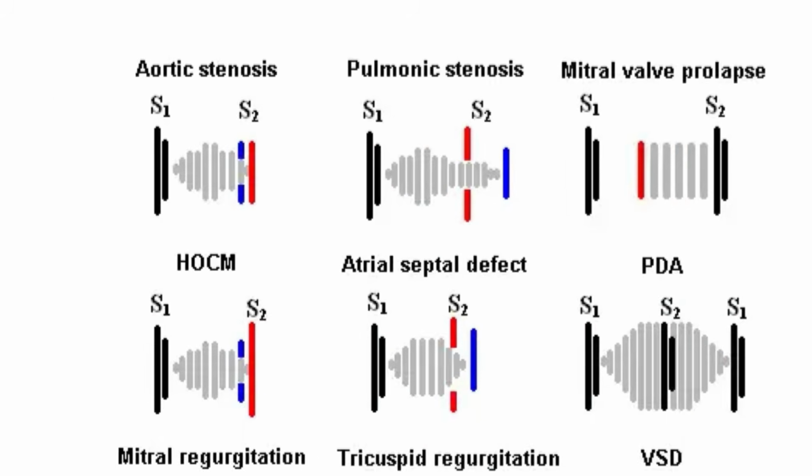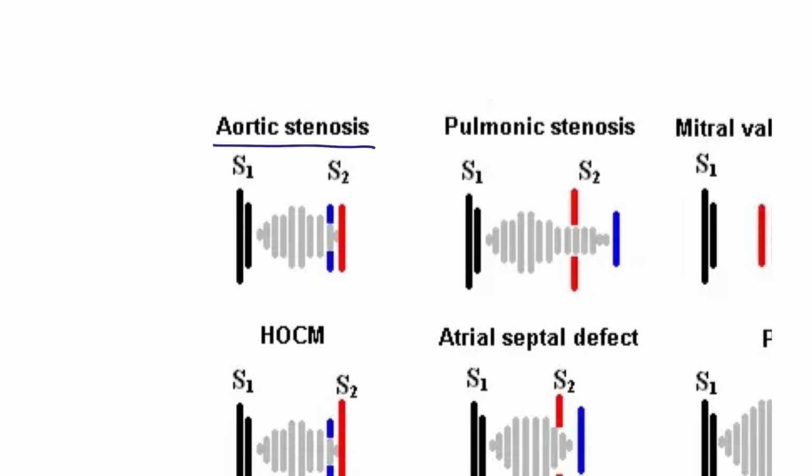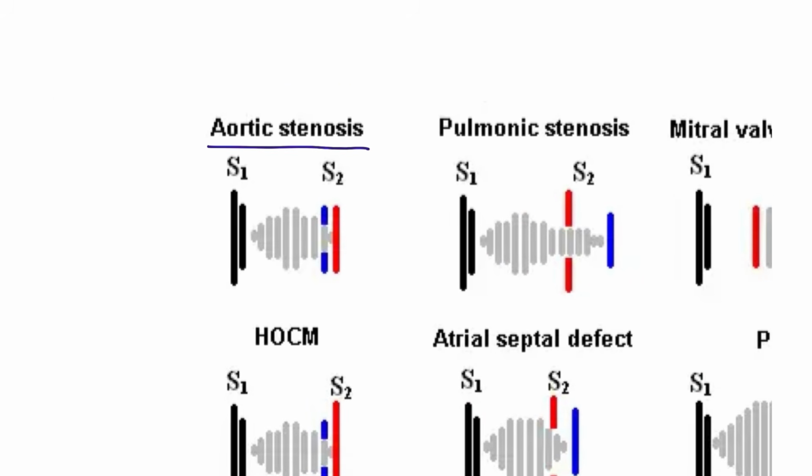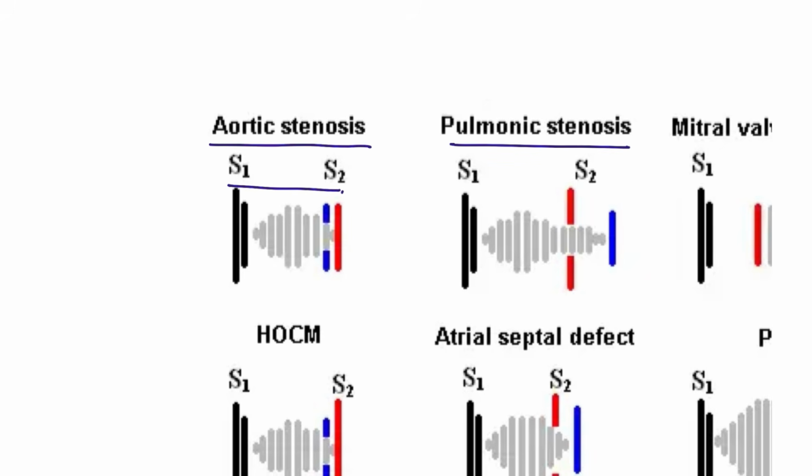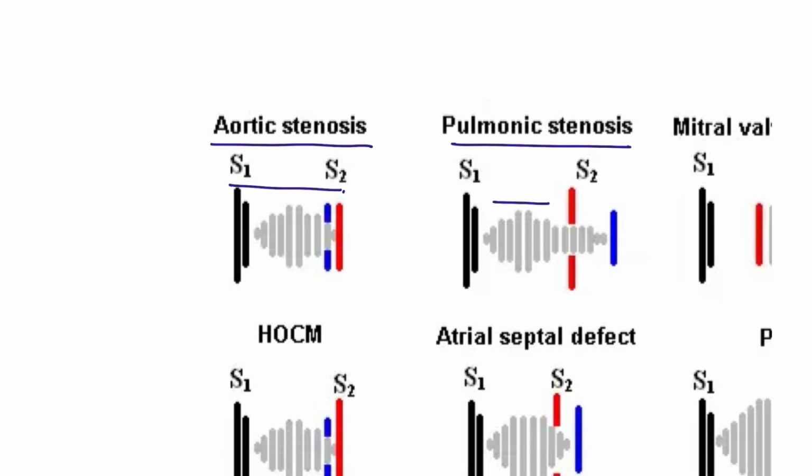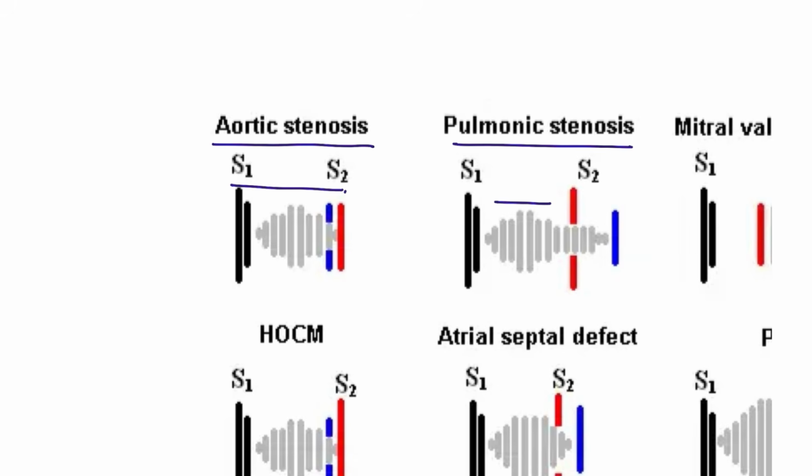Next, some of the murmurs that you can see here. Aortic stenosis. What is the murmur that is coming, guys? Is this the systolic phase or the diastolic phase? This was the systolic phase, so you are going to see the systolic type of murmur. Next, pulmonic stenosis. Again, this is the systolic murmur that is going to be presented, right? Both are known as systolic type of murmurs.